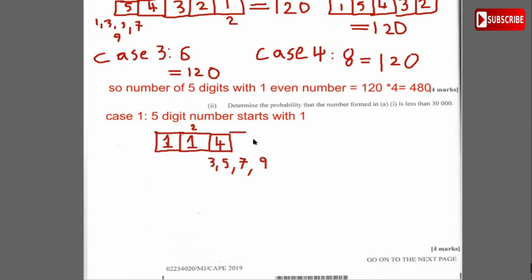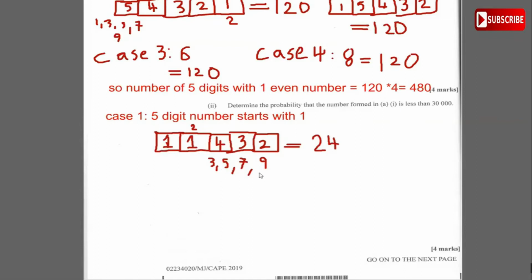Then here we're going to have 3 numbers to choose from. Then the final digit, we're going to have 2 numbers to choose from. So 4 factorial, that's 24 ways. That's 24 ways we can choose a number starting with 1 with the even number being 2.